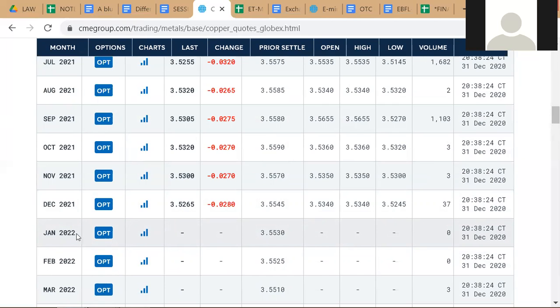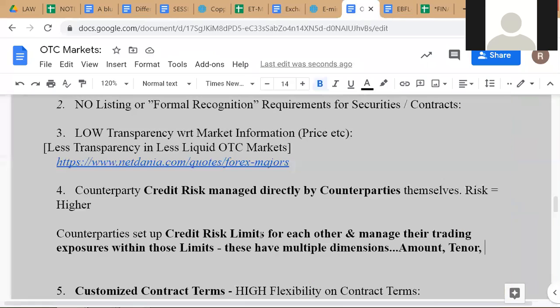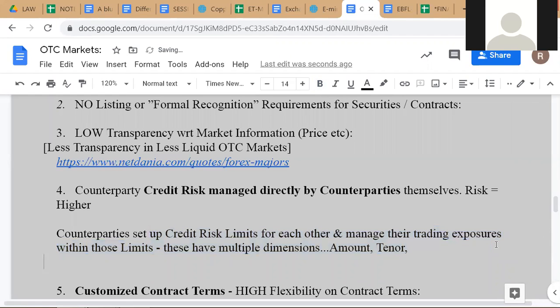The point I'm trying to illustrate is that when you are setting up credit limits for each other, they have multiple dimensions. One is amount, one is tenor. So you will say that we can't trade with Airtel for a period longer than 1 year, because you can actually have much longer transactions. In terms of forward contracts and their maturities, you can have very long contracts. In foreign exchange markets, you can actually have 20-year forward contracts.